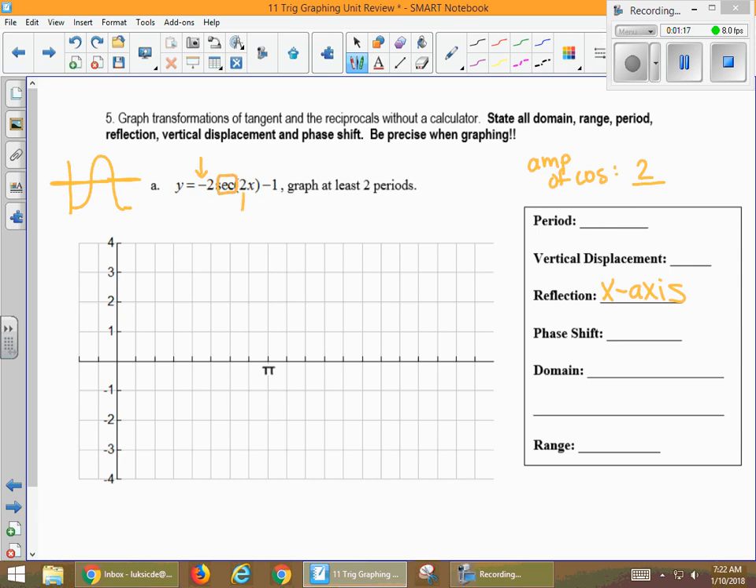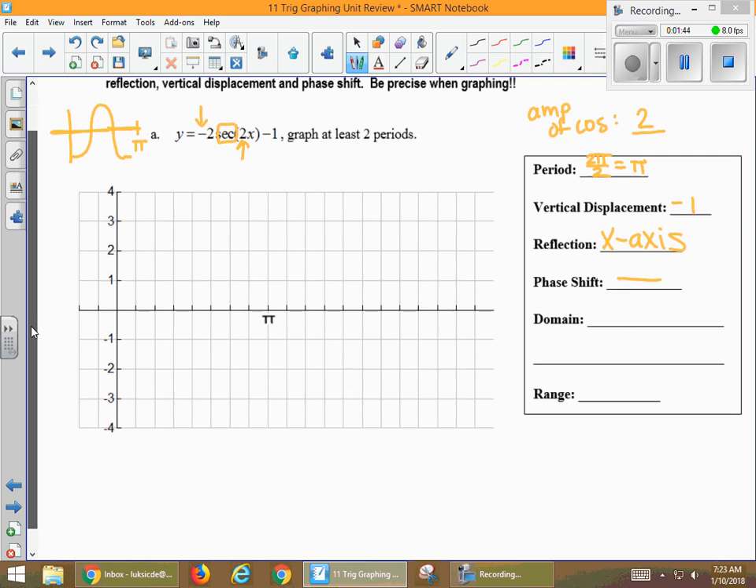The 2 in front of the x is going to affect the period of the function. We're going to do 2 pi divided by 2 to get pi as the period of our function. So minimum to minimum is going to happen in pi units. And we have no phase shift here because we don't have anything after that x in the parentheses. And our vertical displacement, we're down 1.